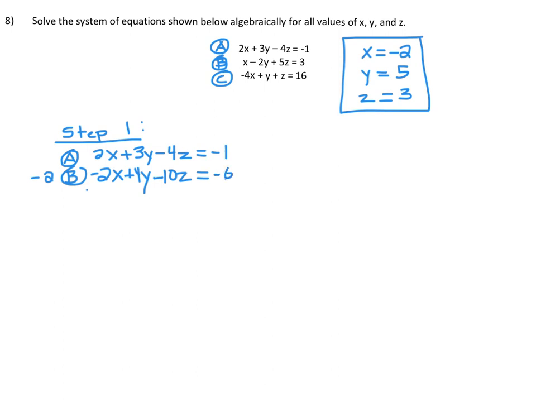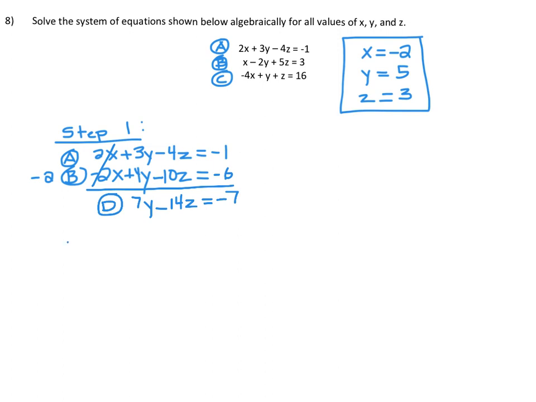All right, so now we're just going to add these 2 equations together. So the x's cancel like we wanted them to, and then we get 7y minus 14z equals -7. And since we've created a new equation that we're going to need to use, I'm going to call that a new variable, so we'll call that D.